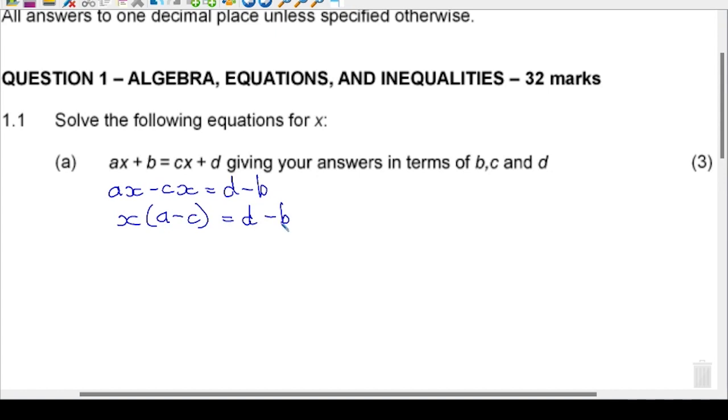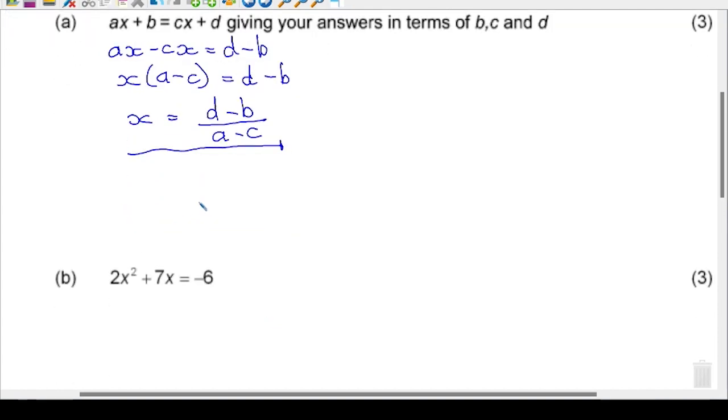The big advantage we've got now is that x is just in one place. X is being multiplied by a minus c, so we can get our final answer by dividing both sides by a minus c, and there's our answer for the first question. Okay, on to the next question.